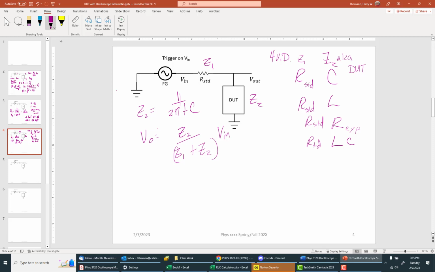So how does one calculate this mess here? Well, then this would become 1 over 2 pi FC, divided by the square root of R standard squared plus (1 over 2 pi FC) squared, to the half power.